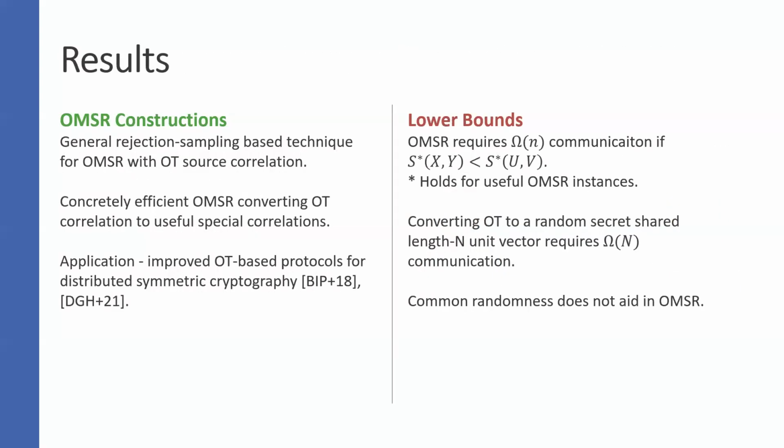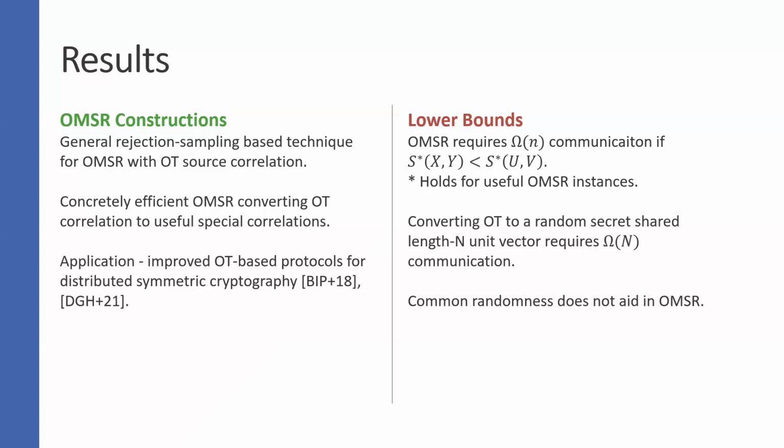Okay, so I'll summarize our results. We construct a general rejection-sampling-based technique for OMSR with OT as the source correlation. Using this technique, we construct completely efficient OMSR, converting OT correlation to useful special correlations, which again are the correlations that are used for these MPC-friendly symmetric primitives. We also show several lower bounds. Using a measure called S-star from the information theory literature, which I will define later in this talk, we show that OMSR requires a linear amount of communication in the number of output copies if S-star of the source is strictly smaller than S-star of the target. This holds for many useful OMSR instances.